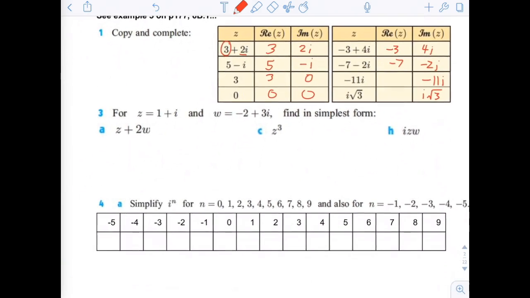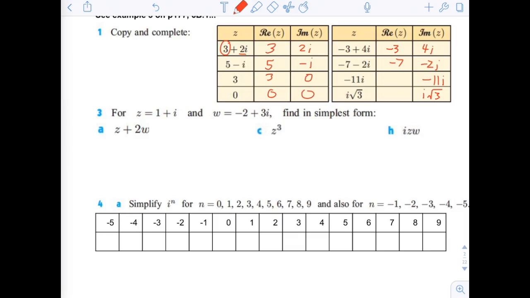Okay. Number 3, for z equals 1 plus i and w equals -2 plus 3i, find in simplest form z plus 2w. So all I'm going to do here is add this plus 2 of these. So that would be 1 plus i, and then 2w would be -4 plus 6i. I like to add them up in columns because that's convenient. So I put -3 plus 7i as the answer.